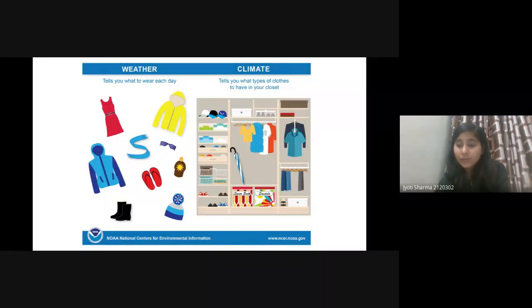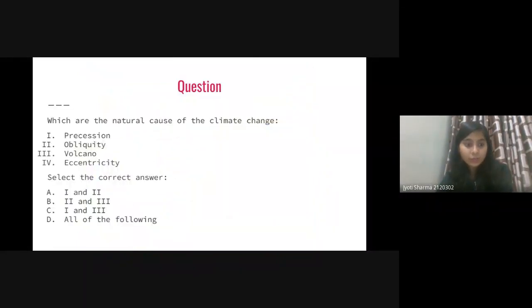Volcano is also the cause of that natural climate change. So all of the above should be the right answer. Why D? Volcano is not included in the cause of, no, volcano is included in the cause of the climate change. I show you, like all of the above, D should be the right answer.